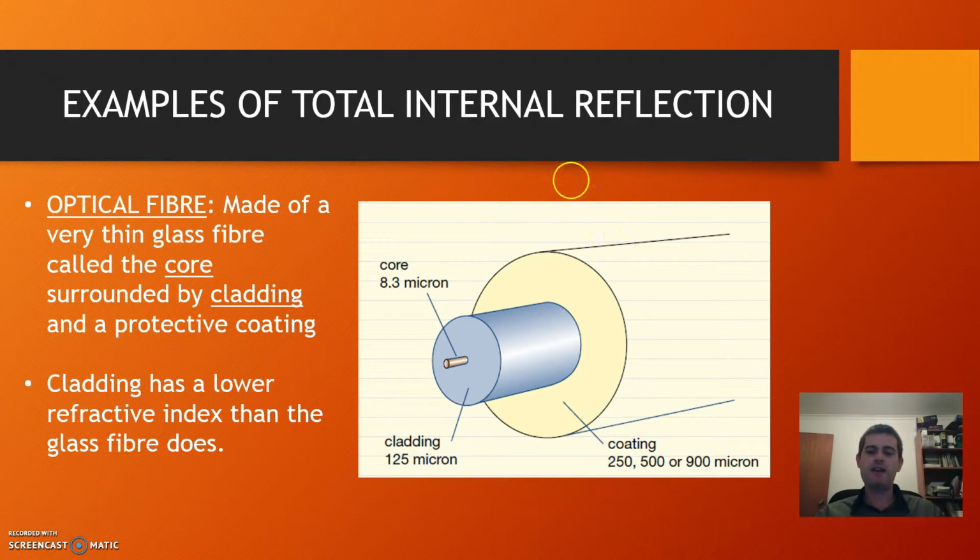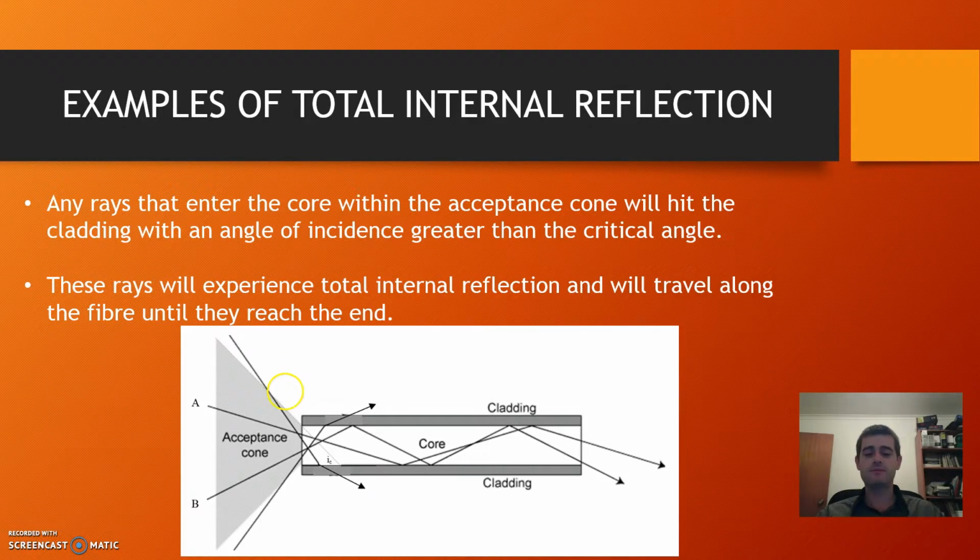And then that cladding is surrounded by a coating that just basically protects the fiber, because as you can imagine, it's quite delicate. Even the cladding itself is not much thicker than the human hair. Now, in this case here, the cladding that surrounds the glass fiber has a lower refractive index than the glass fiber itself does. So here we've got a little cross section.